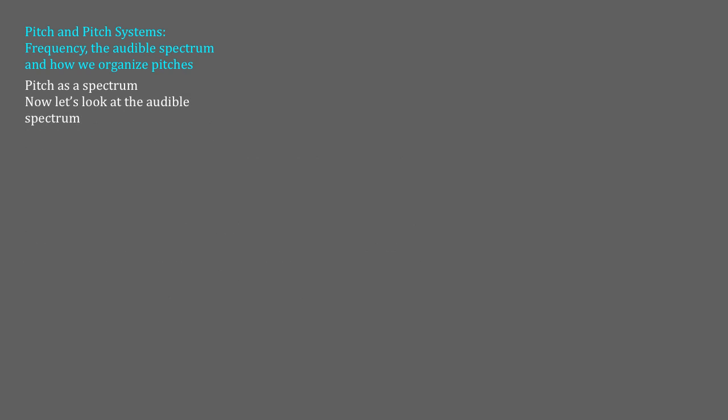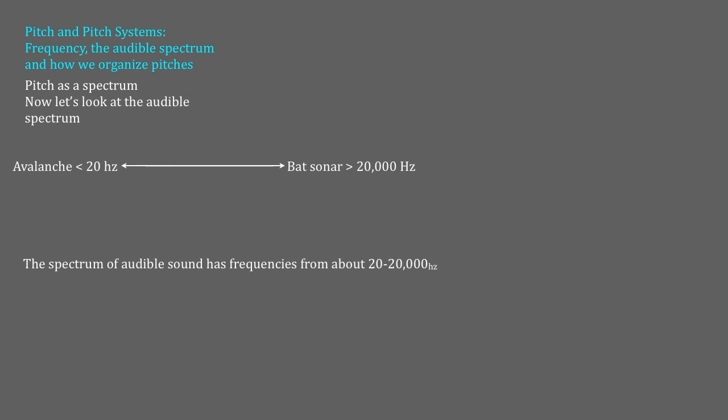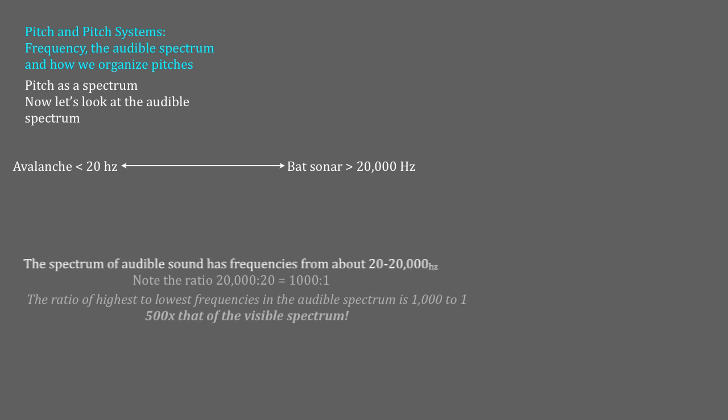Let's compare this to the audible spectrum. A very low sound like an avalanche is around 20 hertz or lower, and some people can hear that low. Bat sonar can be 20,000 hertz or a little bit less or quite a bit more, and some people can hear those very high sounds. So the spectrum of audible sound has frequencies from about 20 to 20,000 hertz. Note the ratio here, 20,000 to 20 is 1,000 to 1. So although the numbers are much lower in the audible spectrum, the ratio of highest to lowest frequencies in the audible spectrum is 1,000 to 1, 500 times that of the visible spectrum.